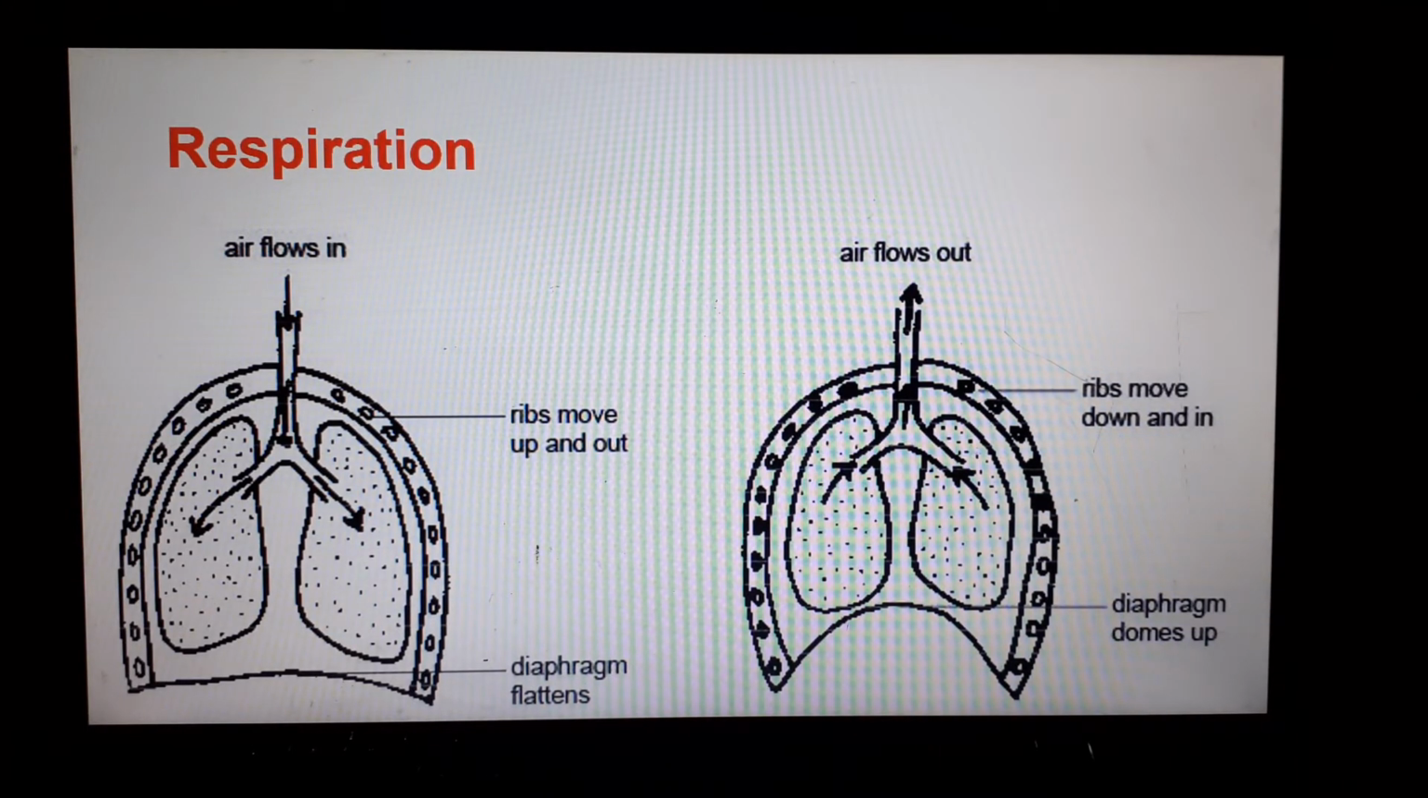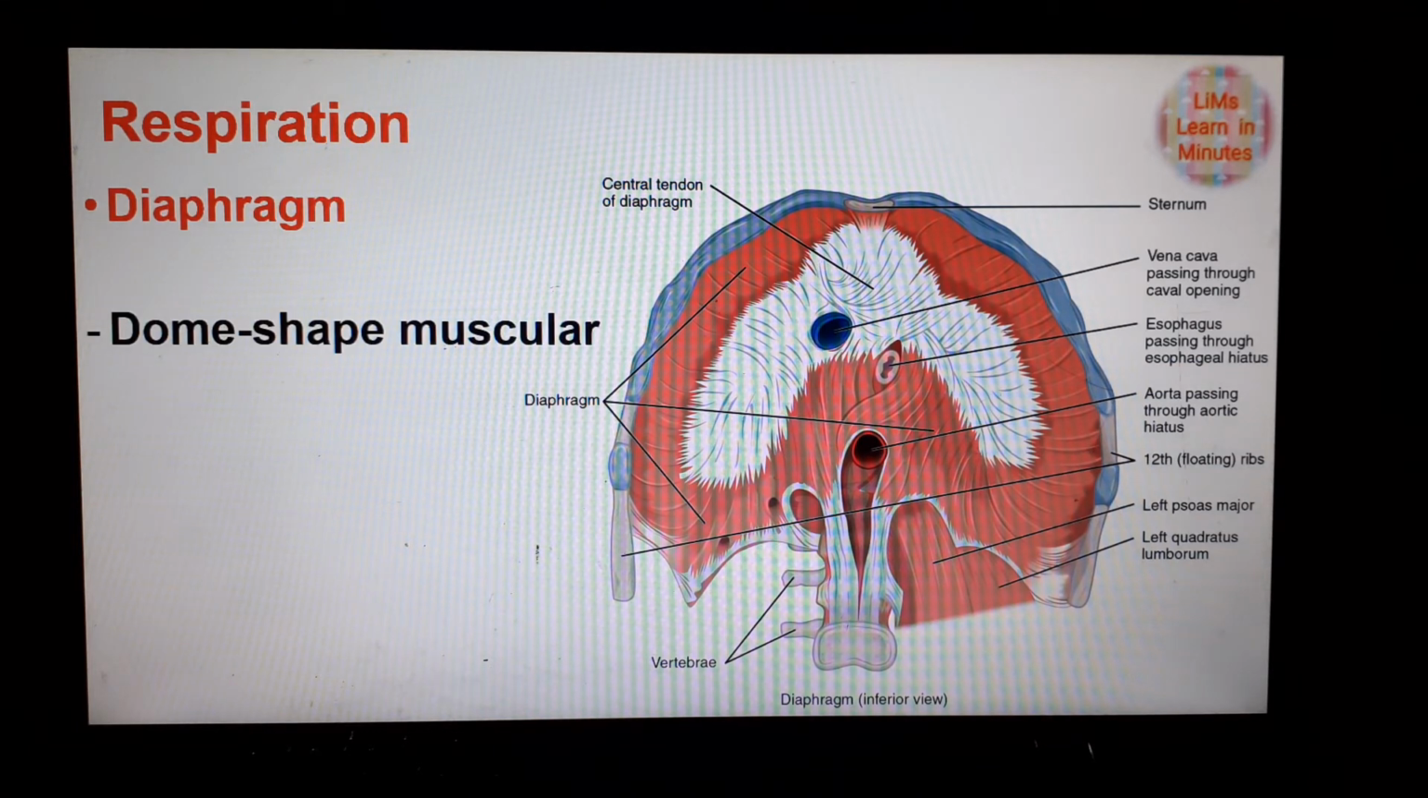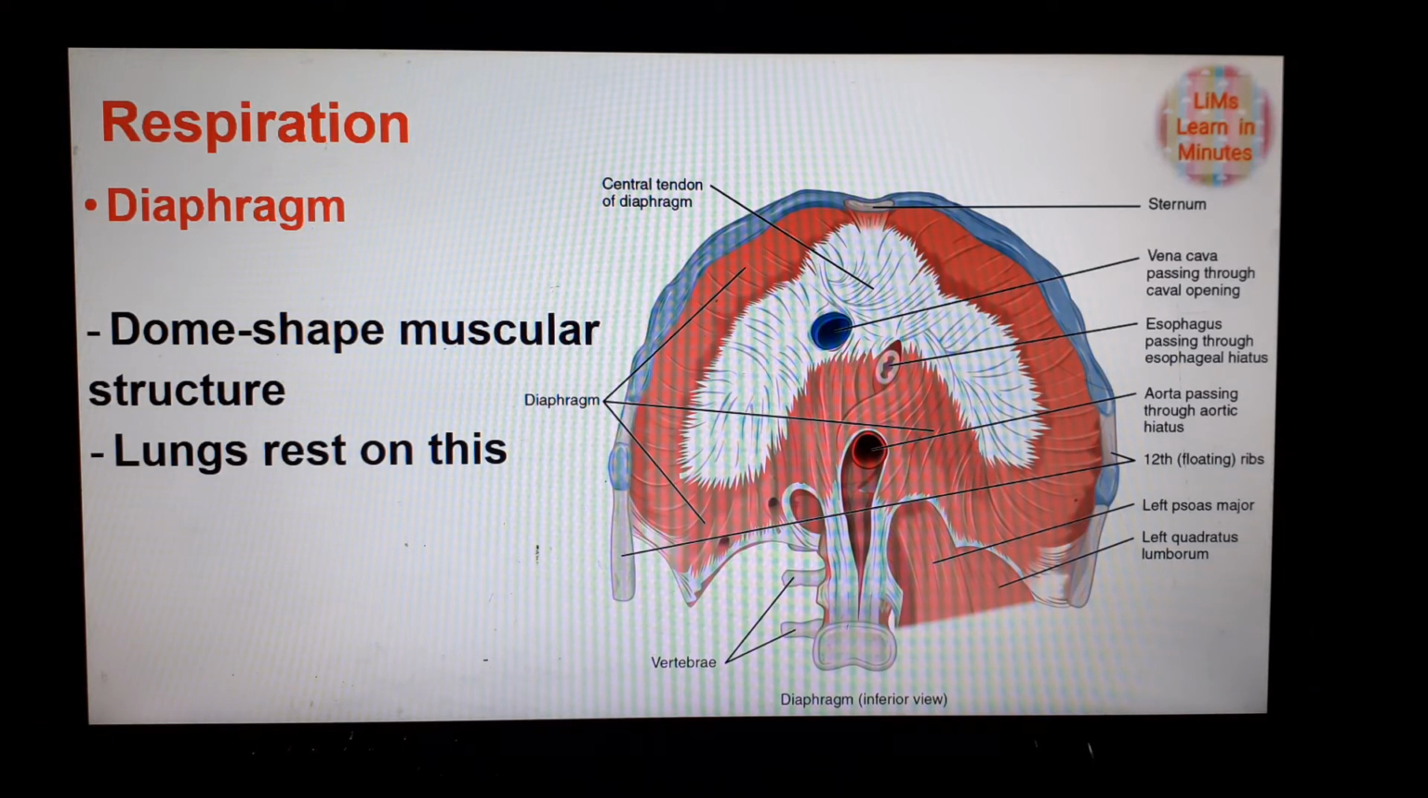This is a detailed close view of inspiration and expiration, where the diaphragm flattens in inspiration and domes up in expiration, that is, in the normal position. So let's look at the diaphragm. The diaphragm is a dome-shaped muscular structure which separates the thoracic cage from the abdomen. The lungs rest on this diaphragm. It flattens down during inspiration.